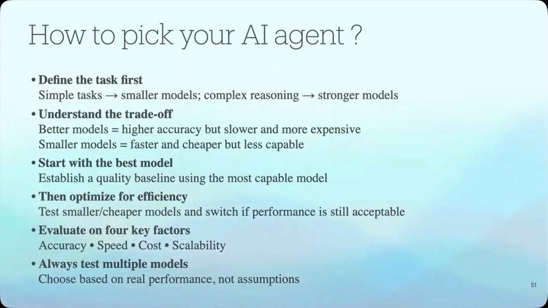This gives you a strong performance baseline. Once you know what good performance looks like, you can then start experimenting with faster or cheaper models and see if they still meet your quality requirements. If they do, great. You have made your system more efficient without sacrificing much performance. But at the end of the day, choosing the right model is always a trade-off. You're always balancing accuracy, speed, cost, and scalability, and all those things. And the right choice depends on what matters most for your specific application.